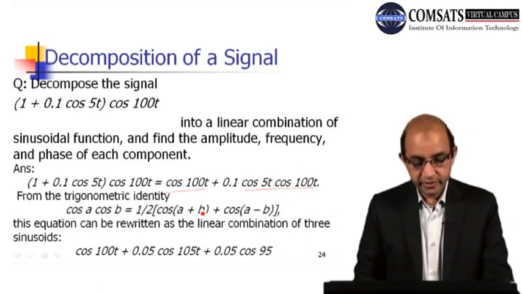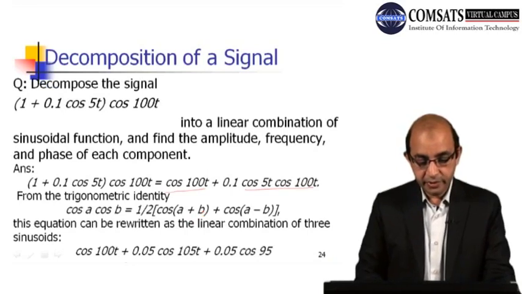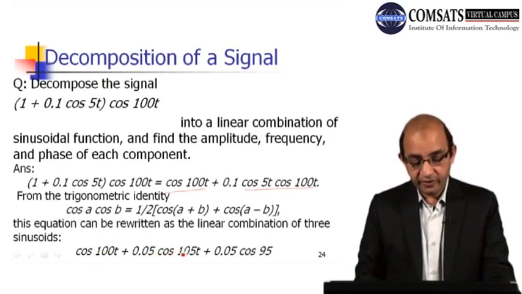So by using this identity, we have decomposed this signal into cosines: cos of 100t plus 0.05 cos 105t and 0.05 cos of 95t.